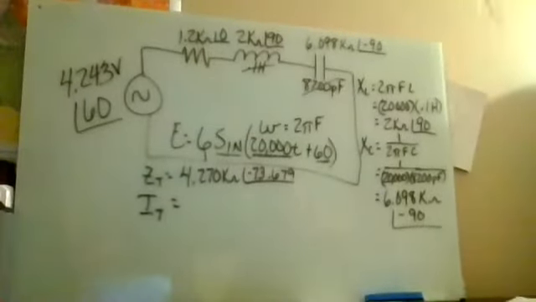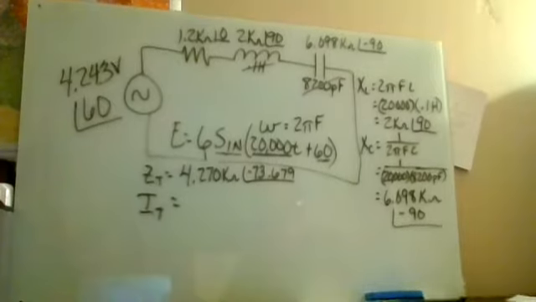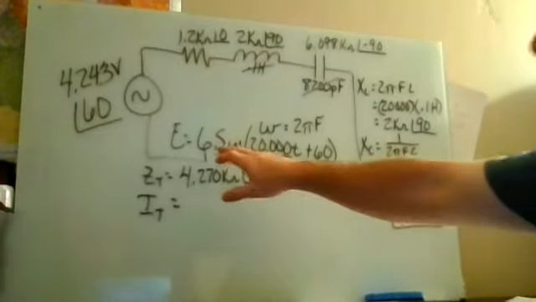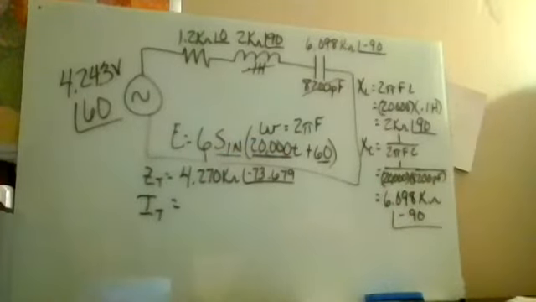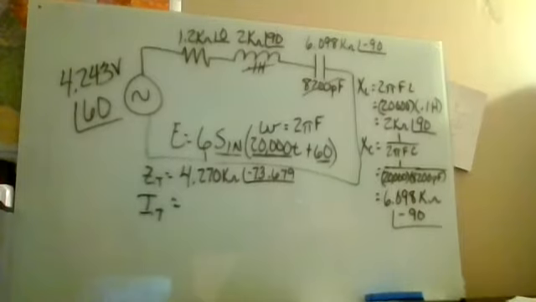I'll give you guys a second or two here. Remember, my voltage when I'm finding I total is 4.243 volts at an angle of 60. It's not 6. I've got to use my phasor voltage. So I'm just going to say 4.243 at an angle 60 divided by alpha Z. So it puts a Z in there. And then I'm going to hit equals.